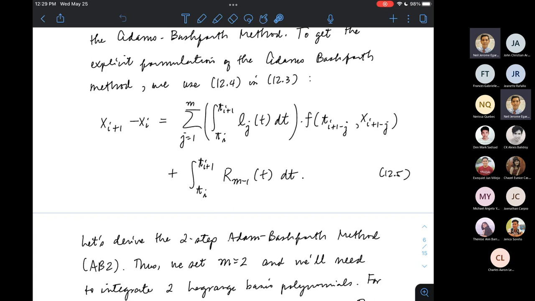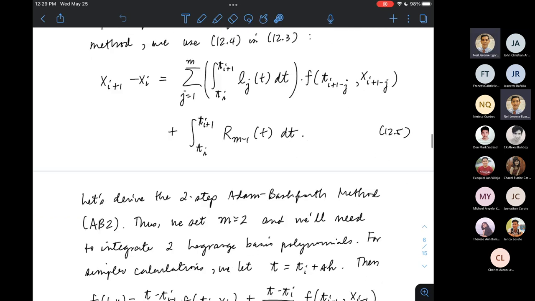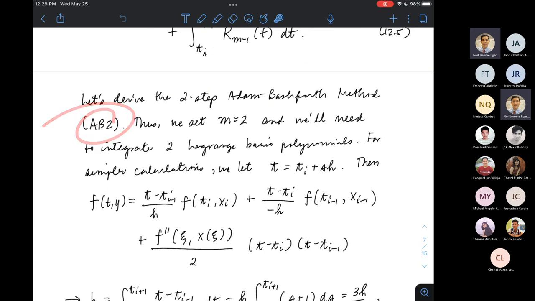Yung derivation ng AB methods. So, tingnan natin yung specific. Let's try to derive the formula and implement a two-step Adams-Bashforth method. Tawagin natin siyang AB2. Para sa AB2, gagamitin natin ay M equals 2. So, ibig sabihin, M equals 2.